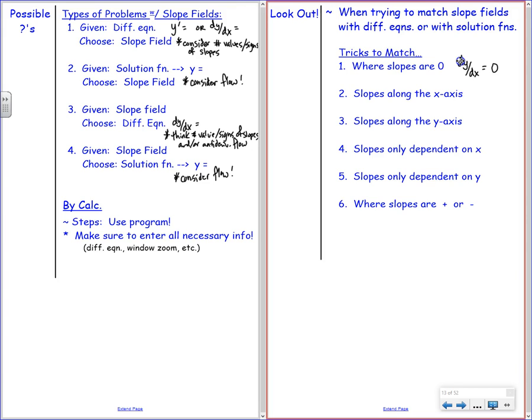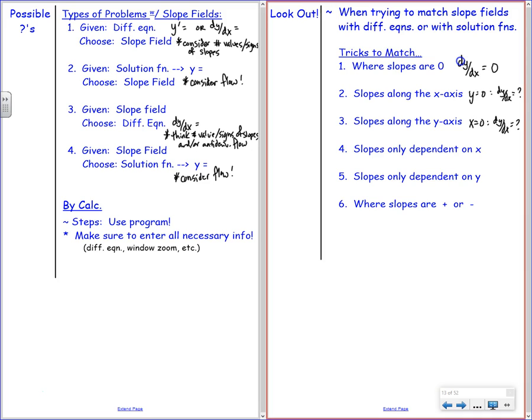Sound good? Okay. Slopes along the x-axis. For all the x-axis, that would be when x equals 0. dy/dx equals, and then you have to think about it. Sorry, when y equals 0, I wrote that totally backwards.